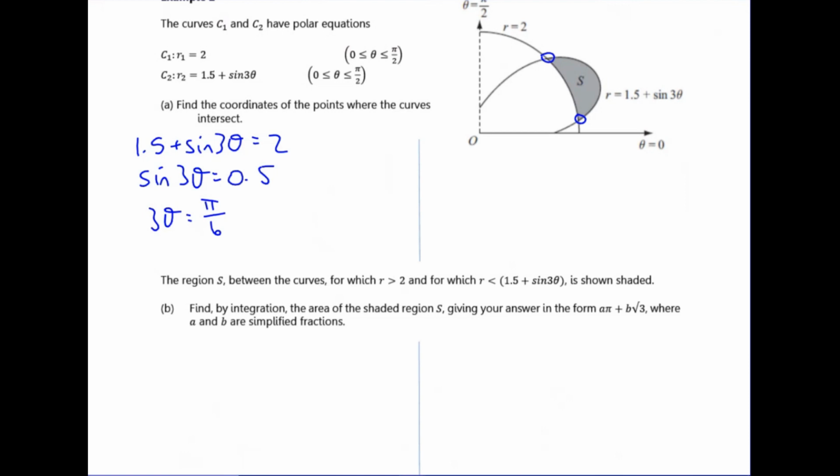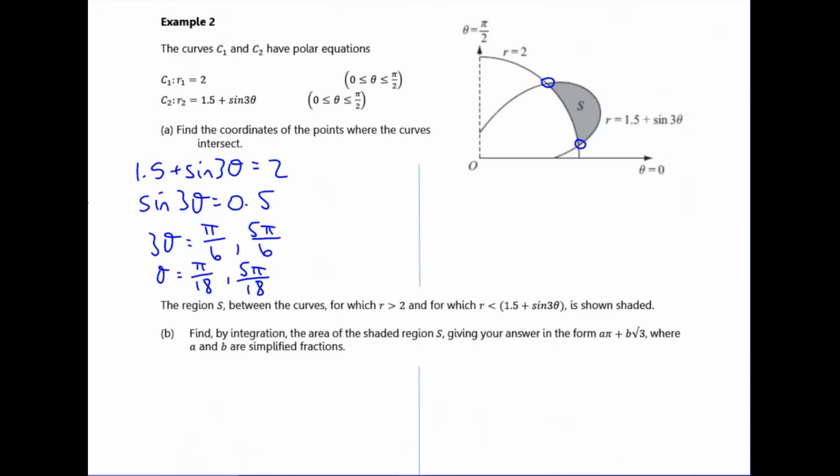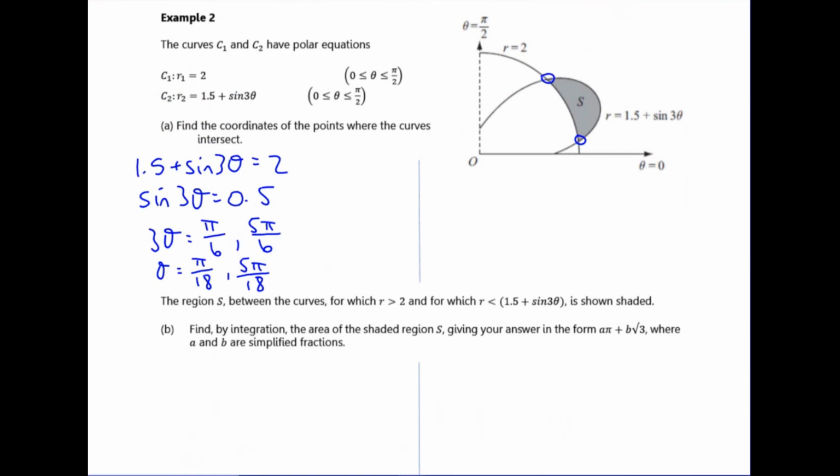And we can get extra solutions for this. So if theta is between 0 and pi over 2, 3 theta is between 0 and 3 pi over 2. So extra solutions for sine come from doing pi minus that. So I can also have 5 pi over 6 included in there. And you know there should be 2 from the diagram. Divide this through by 3, you get theta is pi over 18 for the first one and 5 pi over 18 for the second. You could work out r, which we will do in this case because it specifically says find the coordinates.